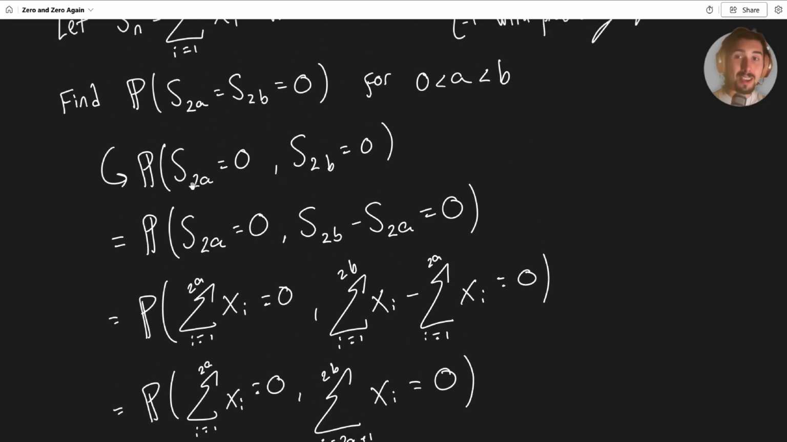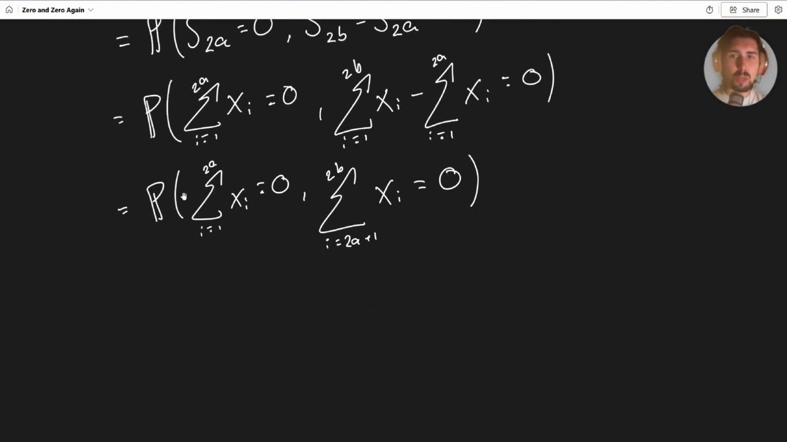So up here, if I know the sum from 1 to 2a is 0, then I have some information about the sum from 1 to 2b, because I already know the sum from 1 to 2a. So I know all of that. And then from 2a plus 1 to 2b, I don't know that, but I know at least part of it. And if I write it like this, these two things are genuinely independent from each other.